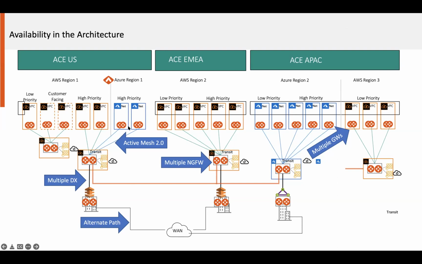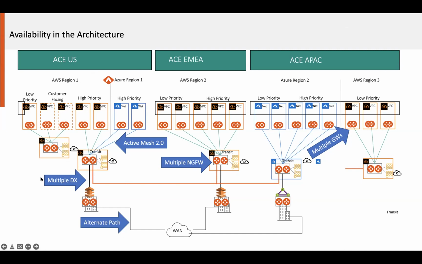Gateways are always deployed in pair. So you don't have a single point of failure. Then you have the active mesh 2.0 running, which provides the active-active connectivity between your spoke and your Aviatrix transit gateway. When you are connecting to on-premise, you have an option to deploy multiple direct connect, for example.